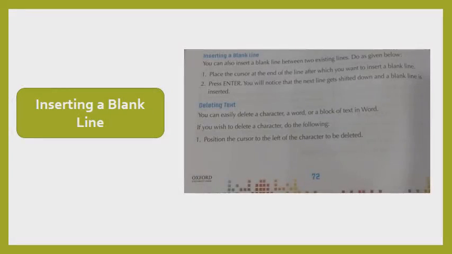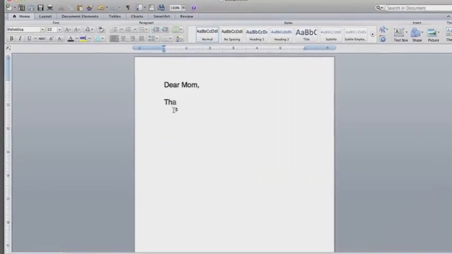Okay, on page number 72, now you will see a topic, inserting a blank line. You can also insert a blank line between two existing lines. What you have to do is, step number 1, place the cursor at the end of the line after which you want to insert a blank line. Step number 2, press enter. You will notice that the next line gets shifted down and a blank line is inserted. Now let's watch a practical demonstration to understand how to insert a line and how to delete a text.